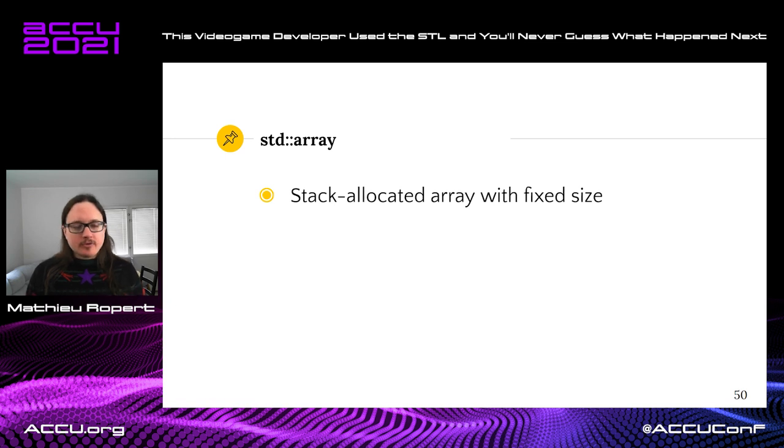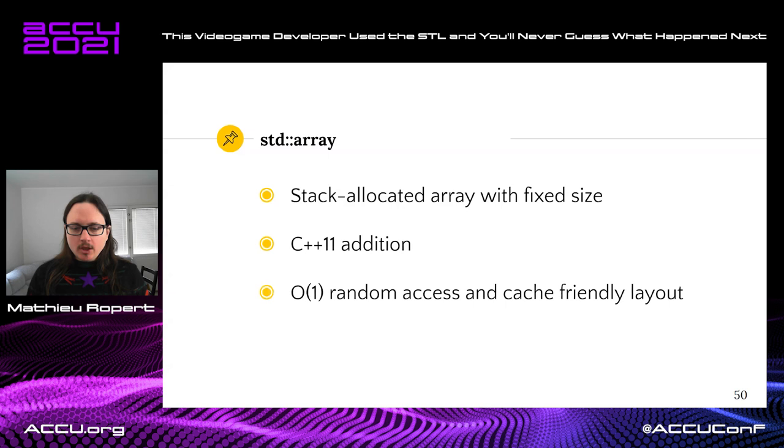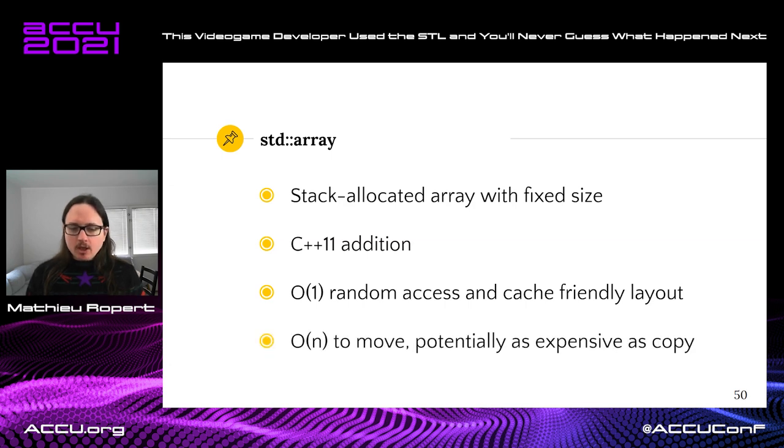Let's talk about the other kind of arrays we use, which is std::array, which is just a fixed size stack allocated array that came with C++11. It has everything else we like from an array. It still has O(1) random access, cache friendly, everything you want. The only caveat with array that sometimes people miss is that it could actually be as expensive to move as to copy, because again, you cannot move something that contains its own buffer. You have to copy the bits somewhere else.